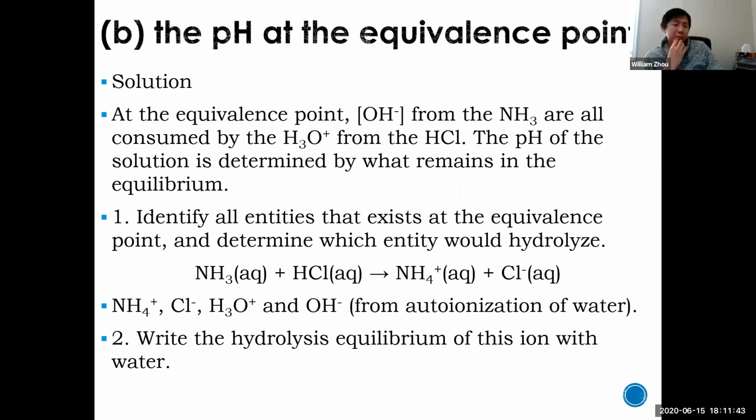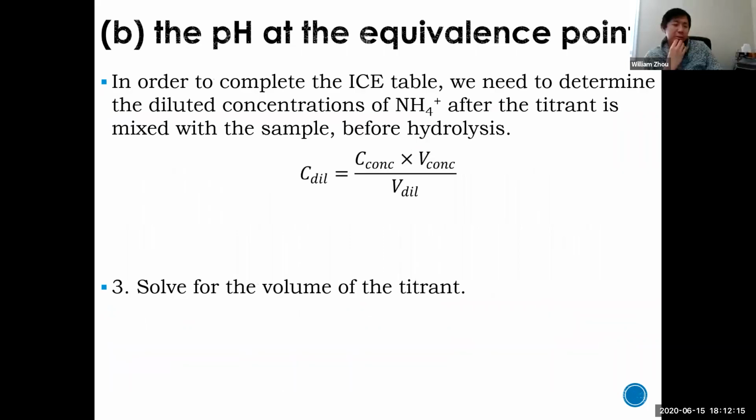NH4, Cl, and then you have the H3O from the auto-ionization of water. You don't have to consider those. Chloride, well, that's just the conjugate base of a strong acid. That's a spectator. So NH4 must be the entity that can hydrolyze. So that is a weak acid. It will react with water to produce NH3 and H3O. Okay, so it produces an acidic solution. It produces H3O plus.